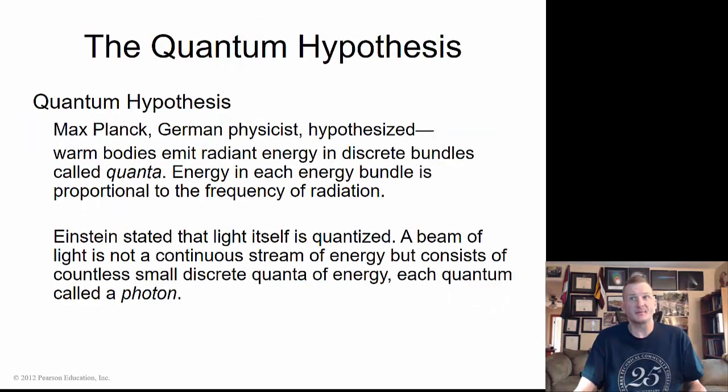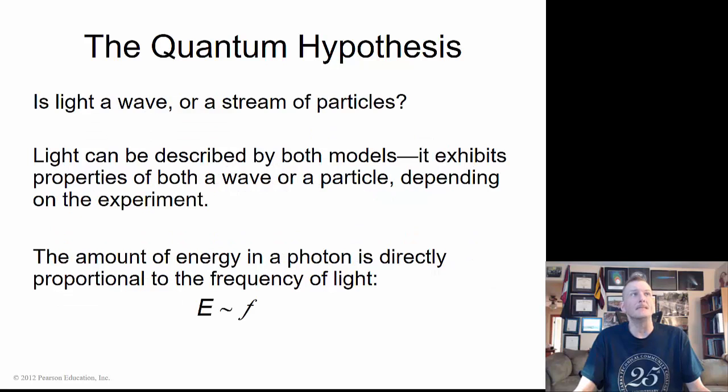So now let's talk about the quantum hypothesis. Max Planck, the German physicist, hypothesized that warm bodies emit radiant energy in discrete bundles called quanta. The energy of each bundle is proportional to the frequency of the radiation. Einstein further went on to state that light itself is quantized. A beam of light is not a continuous stream of energy, but consists of countless small discrete quanta of energy, each quantum called a photon.